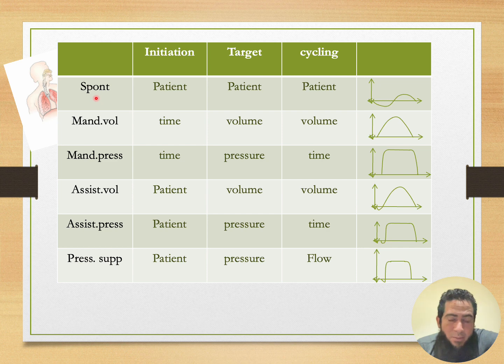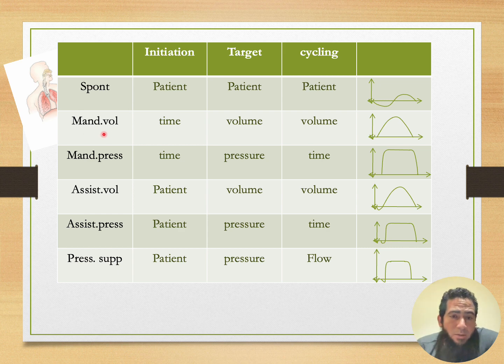So the first thing we'll talk about is the spontaneous breathing. The spontaneous breathing, as we can see, is initiated by the patient, targeted by the patient, and cycled by the patient. So the patient can control everything about spontaneous breathing. He can start whenever he wants, and he can take as much air as he wants, achieving a certain volume or certain pressure, and he can also stop inspiration and start expiration at any point. So it's totally controlled by the patient, and that's very easy to understand.